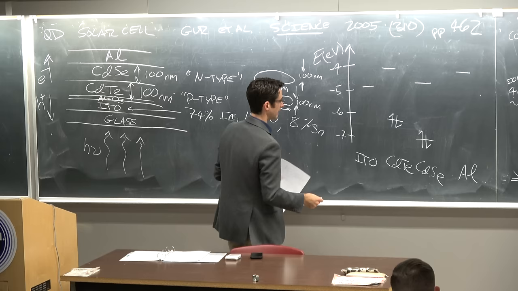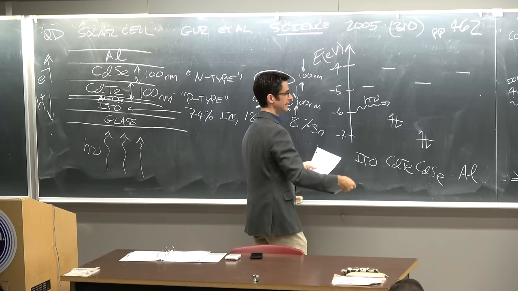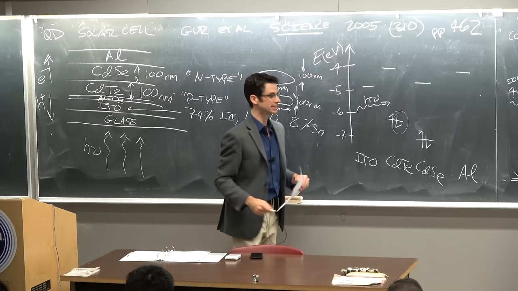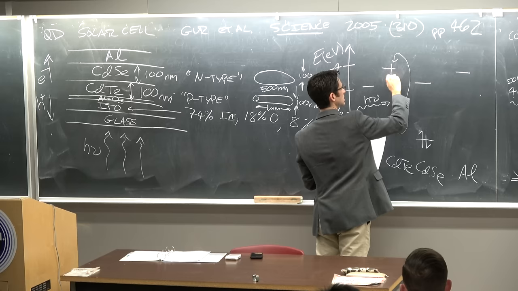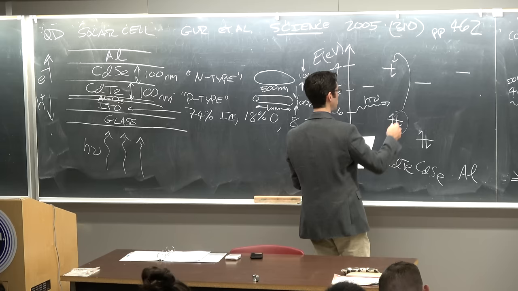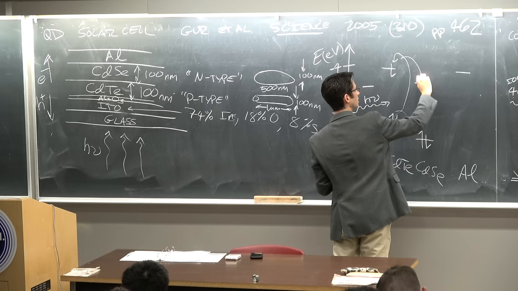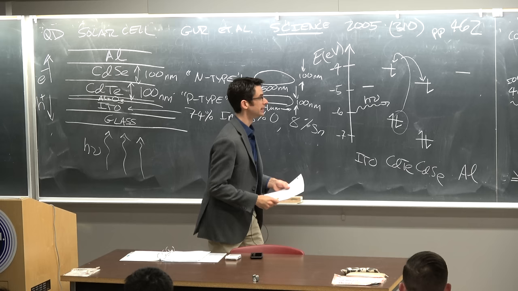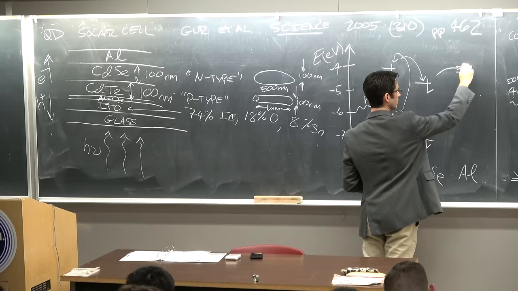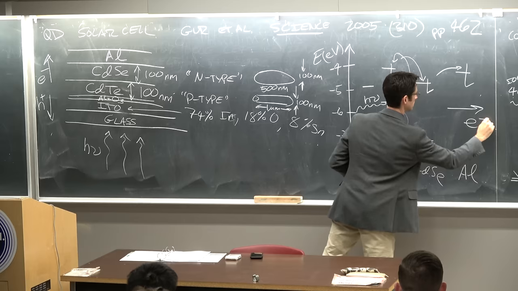And so what happens is when a photon comes in, this is sunlight, then one of these electrons in the valence band is promoted, after the thermalization process, somewhere into the conduction band. Then this electron undergoes a photo-induced electron transfer reaction to the conduction band of the n-type material, and then it's picked up by the aluminum. So the electron ends up going this way, and the hole, meanwhile, is conducted out the other way.